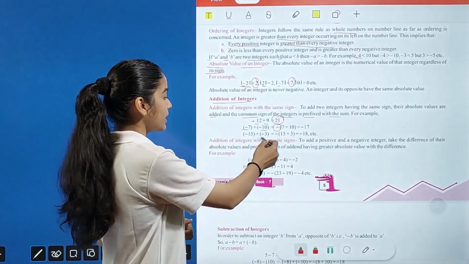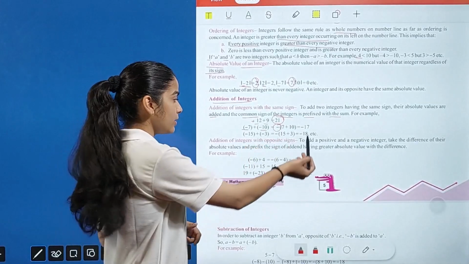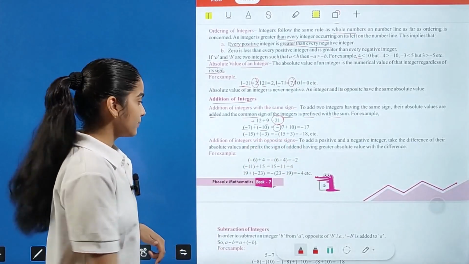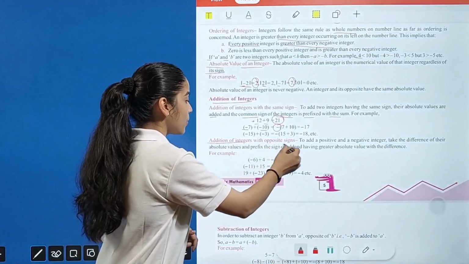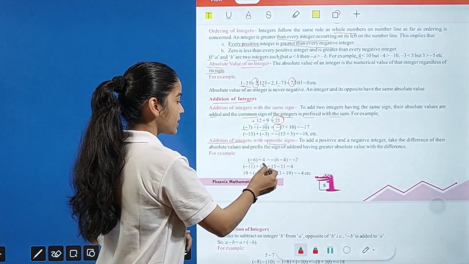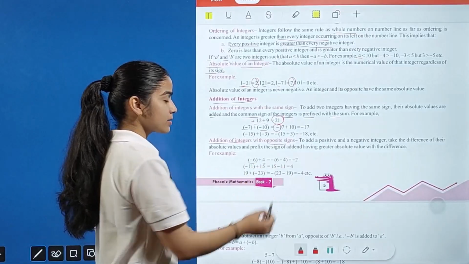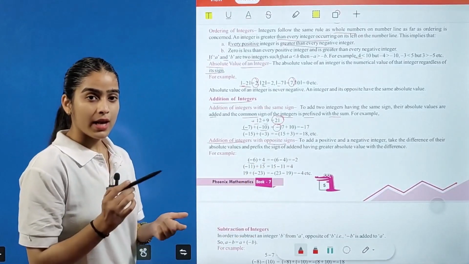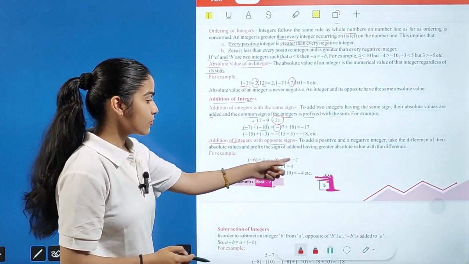Now minus 15 and minus 3, again we have to add them together and we put the minus sign. Now we have addition of integers with opposite signs. For example, we have minus 6 and 4. So first, minus plus: if we have opposite signs, we have to subtract. 6 minus 4 is 2.